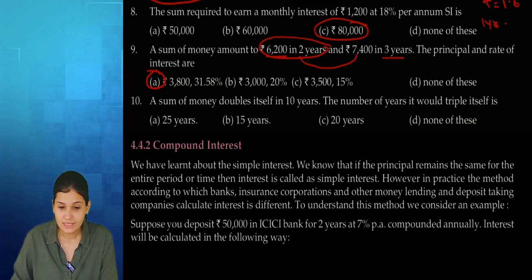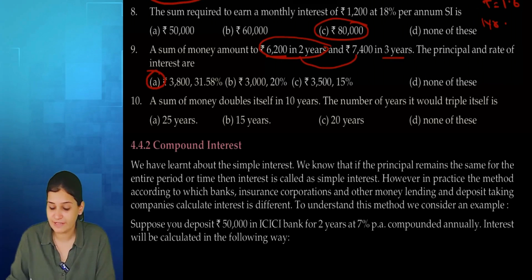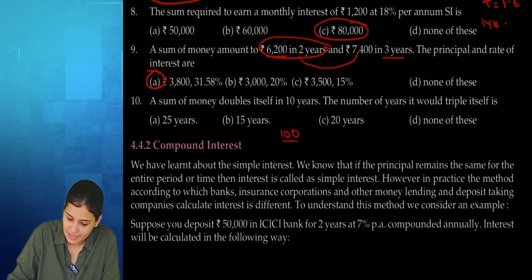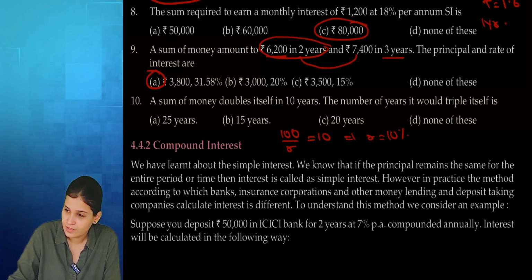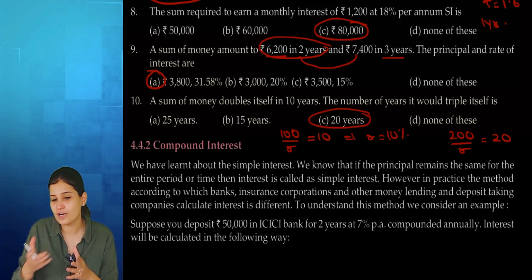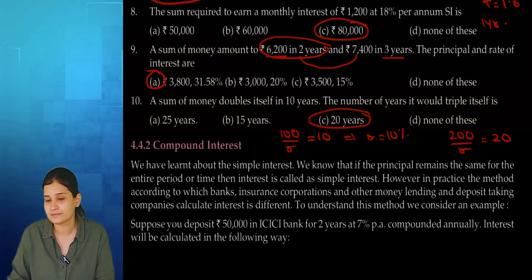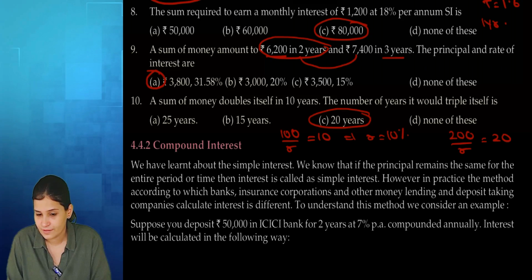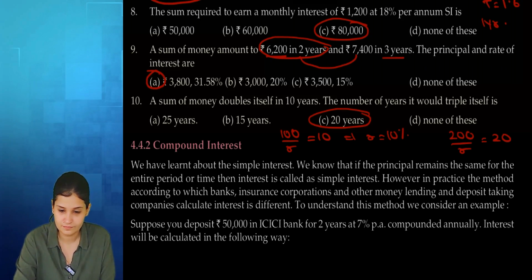Question number 10. A sum of money doubles itself in 10 years. The double formula was 100 by R, and this is 10, so R is 10%. So for triple, it will be 200 by R, that will be 20 years. And it is simple interest. If from 100 to 200 it takes 10 years, then for 300 it will take another 10 years. Any doubt in these 10 questions? No, ma'am. Ma'am, ninth one alone.